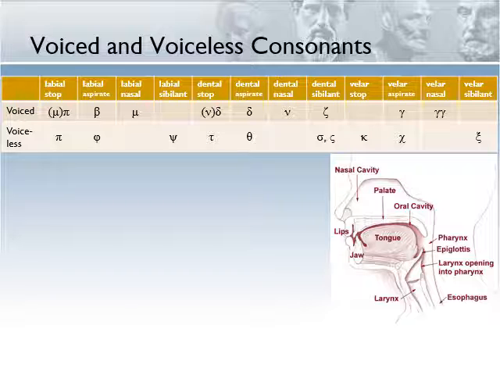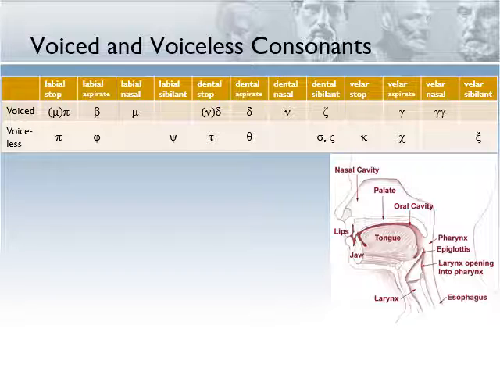Now keeping your fingers there on your throat, notice just below beta on our table is the letter phi. Phi is voiceless. So if you make the sound of this letter, which is like the English F or PH, you should not feel your larynx or your voice box vibrating. This is the difference between a voiced and a voiceless consonant.